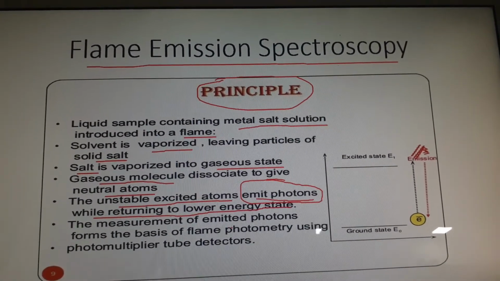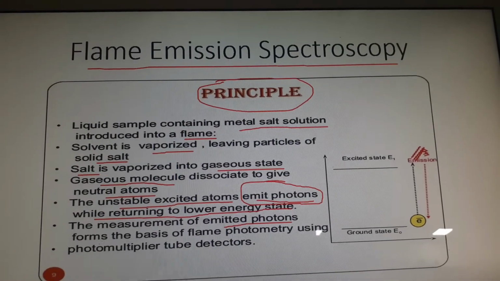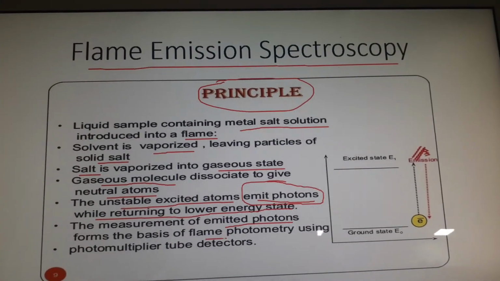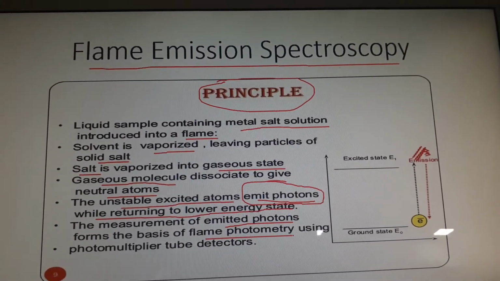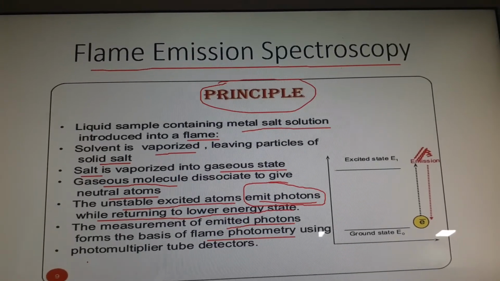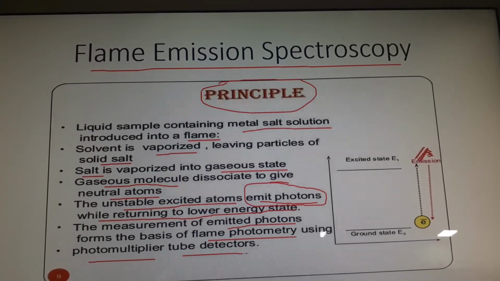The measurement of emitted photons forms the basis of what we call flame photometry, using photomultiplier tube detectors.